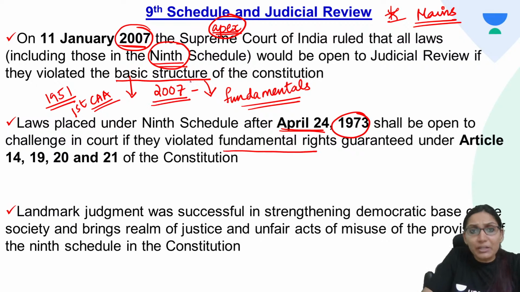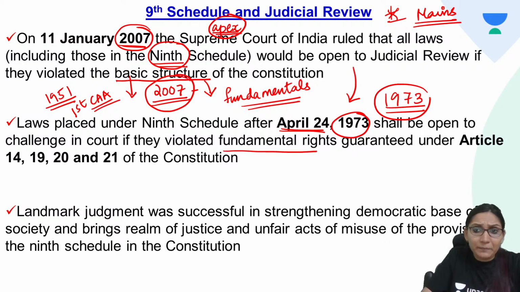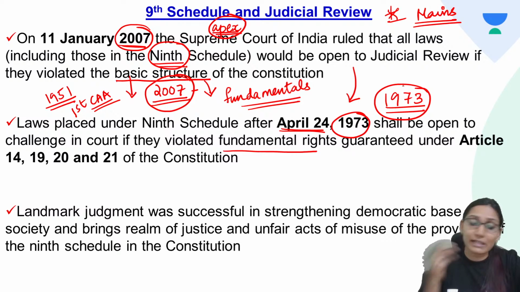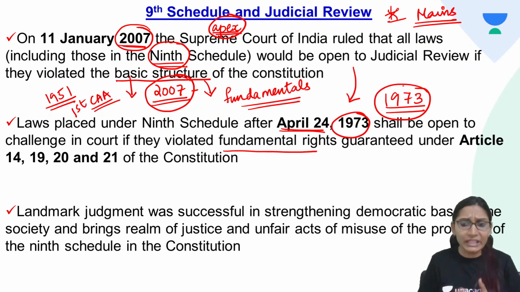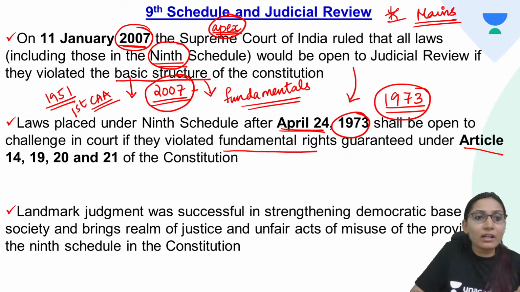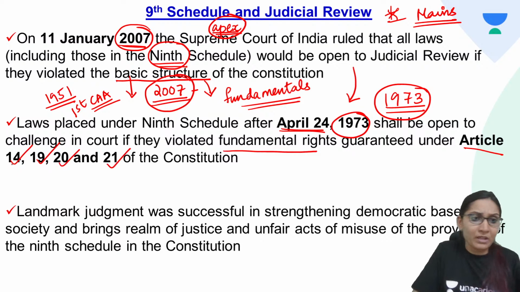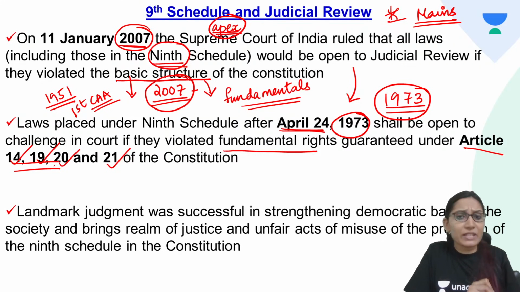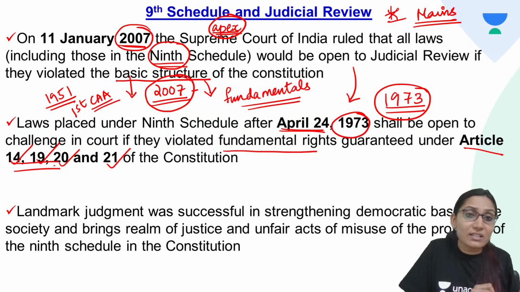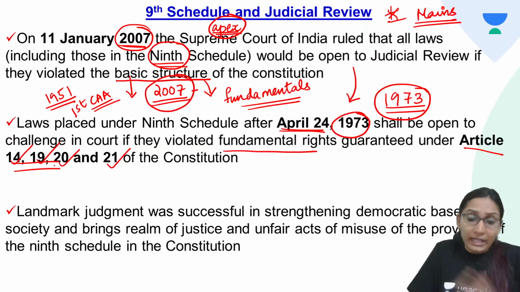Now, the Supreme Court had given this judgment in 2007. Along with that, the Supreme Court said, any law that is put under the 9th schedule after April 24th, 1973 is again open to review by the Supreme Court if it violated fundamental rights. Fundamental rights are fundamental to the Constitution. They are very much needed. Without fundamental rights, there is no Constitution itself. So, that much significant are the fundamental rights. So, if any of the laws put under the 9th schedule violated the fundamental rights and if such laws are put under the 9th schedule after 1973, it is again open to judicial review. So, the fundamental rights guaranteed under Articles 14, 19, 20 and 21, the most important fundamental rights, if any of these are violated, then the Supreme Court can even take up the previous cases or previous laws that were added to the 9th schedule. That was another judgment passed by the Supreme Court.